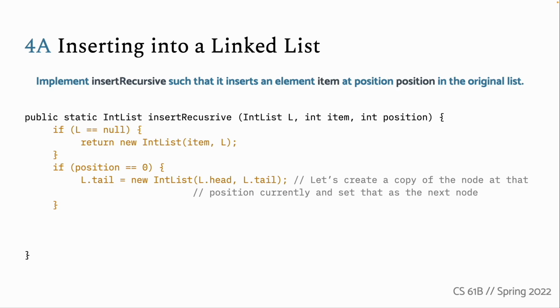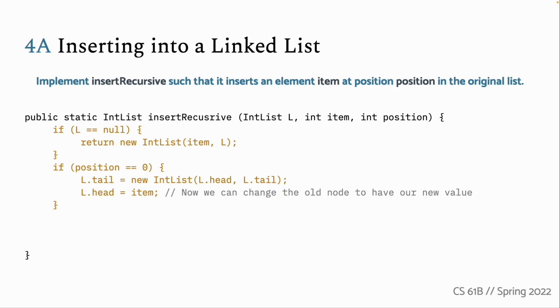So what we're going to do is we are going to create a copy of the node that is currently at that position. So whatever node is currently there, we're going to create a copy of it. And then we're going to change the old node to have our new value. So we created a copy of the node that was at that position with the same head. We set L.tail to be that. So basically we have two of the same node in a row. And then we change the value of the first of those two to be our item. It's a little sneaky.